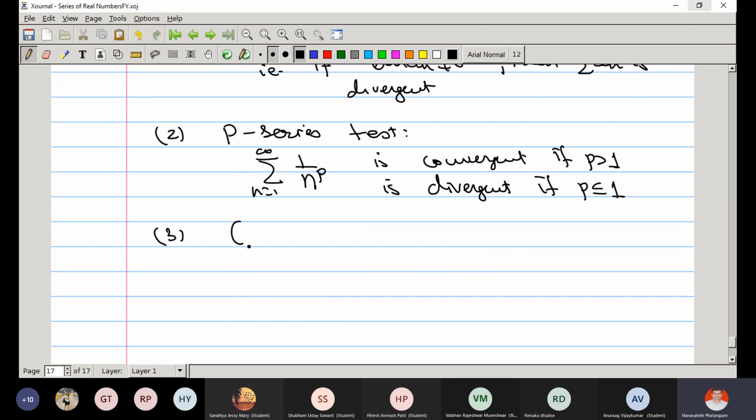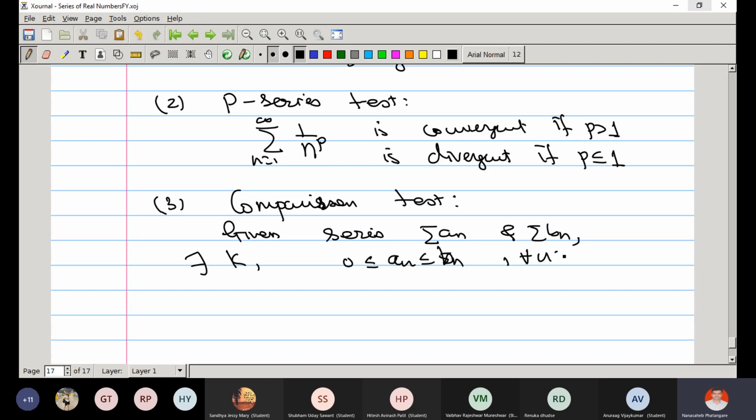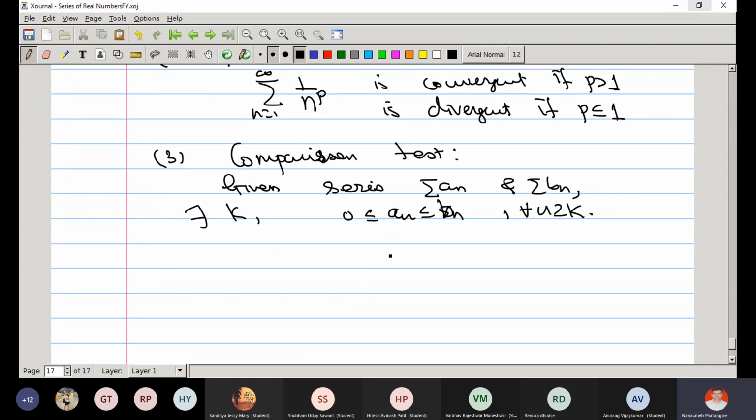Now third, the comparison test. So what is the comparison test? Given series AN and series BN, suppose they satisfy the condition AN is less than or equal to BN. So there exists K such that AN is less than or equal to BN for all n greater than or equal to K. That means after some K, all infinitely many terms of AN are less than or equal to the corresponding terms of BN.